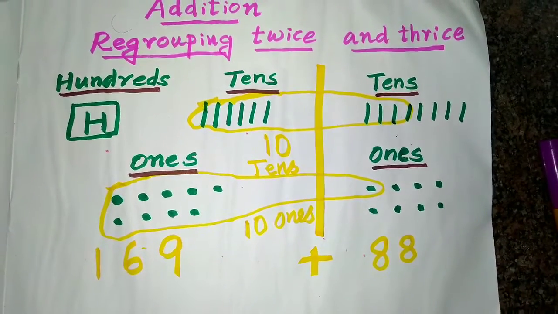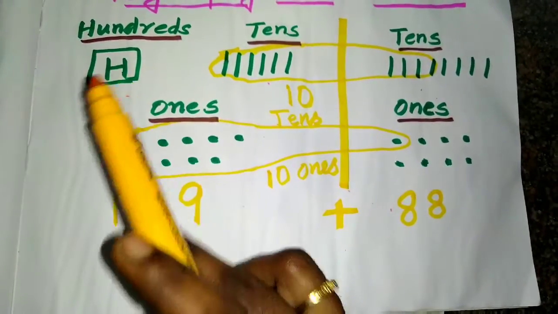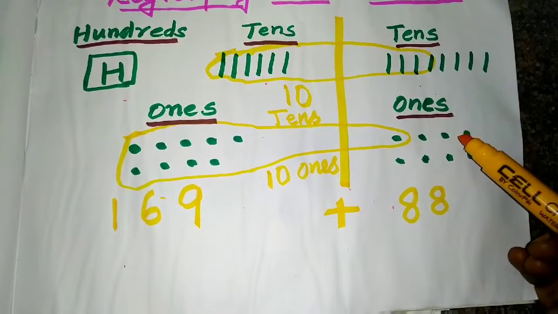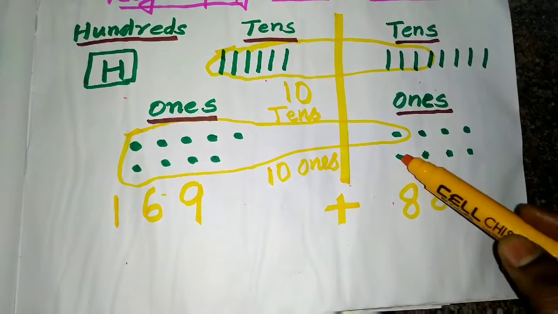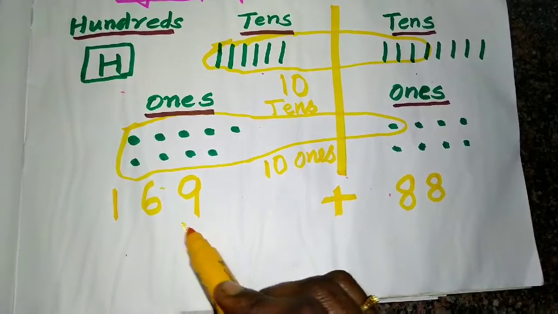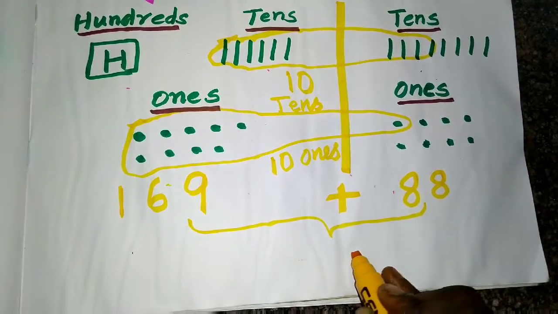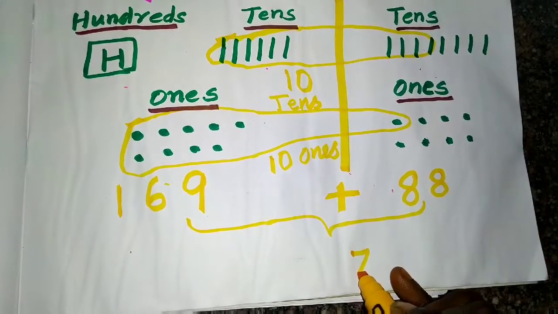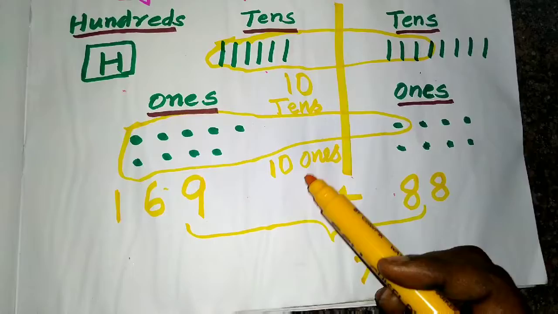Are you clear, children? We got the values in ones and tens place by regrouping method. Start writing the answer from ones place: 1, 2, 3, 4, 5, 6, 7. Leave the regrouping value in ones place, then write the remaining value. So you got the answer as 7 in ones place. In ones place, we have done regrouping. You got the answer as 10 ones.